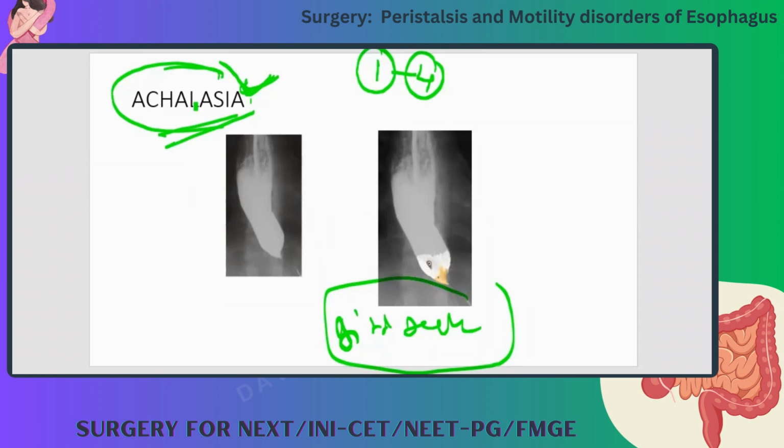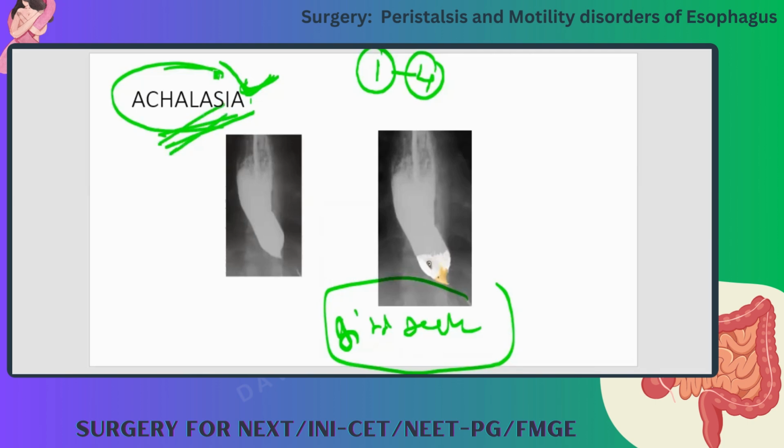If hypo, what is the single most important symptom? Food is not going below, right? So what will be there? Dysphagia. Yeah, dysphagia will be there. In hypomotility, the single most important symptom is dysphagia. Okay, sir.